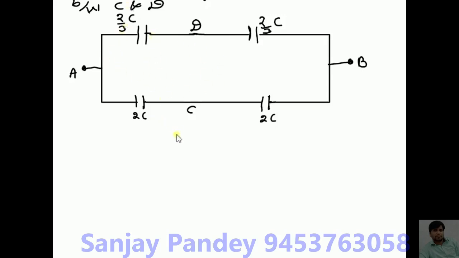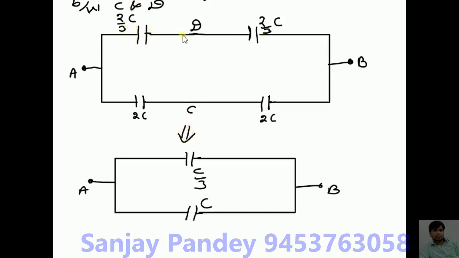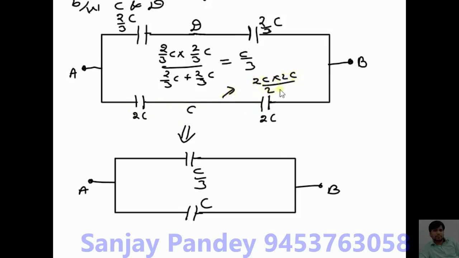Now this can be simplified. These two capacitors are in series, so their resultant is 2 upon 3C into 2 upon 3C upon 2 upon 3C plus 2 upon 3C. It will be equal to C upon 3. And the resultant of these two capacitors, because these are also in series, is 2C into 2C upon 2C plus 2C. It will be equal to C. So this is the simplified circuit diagram.